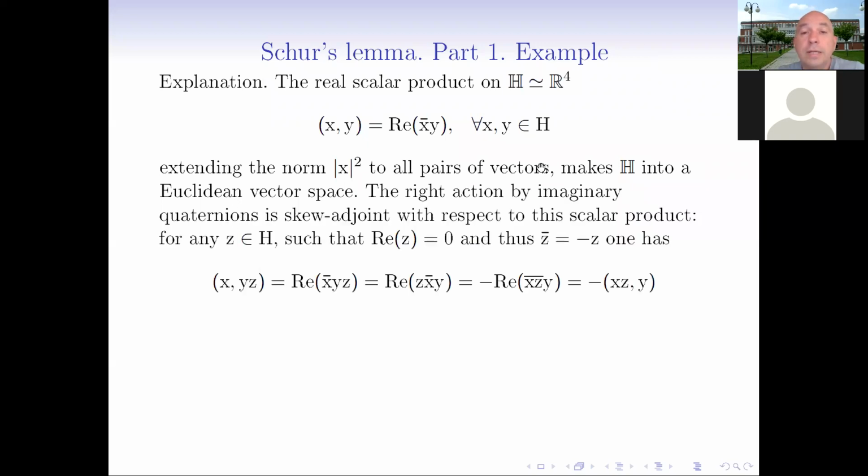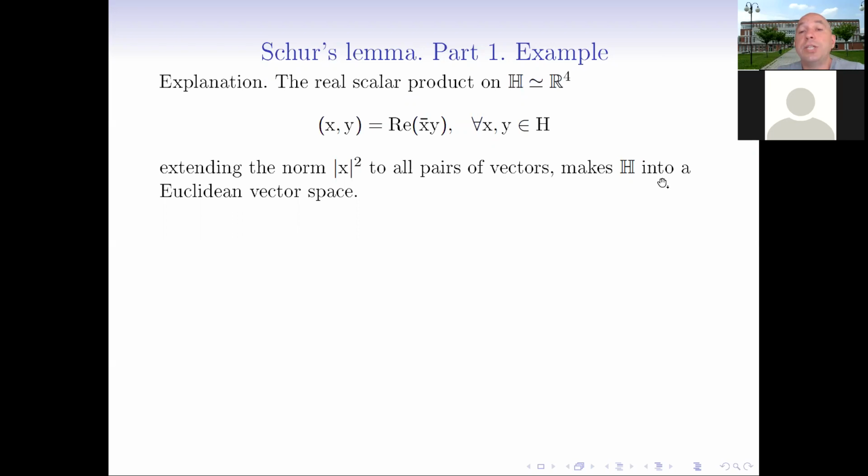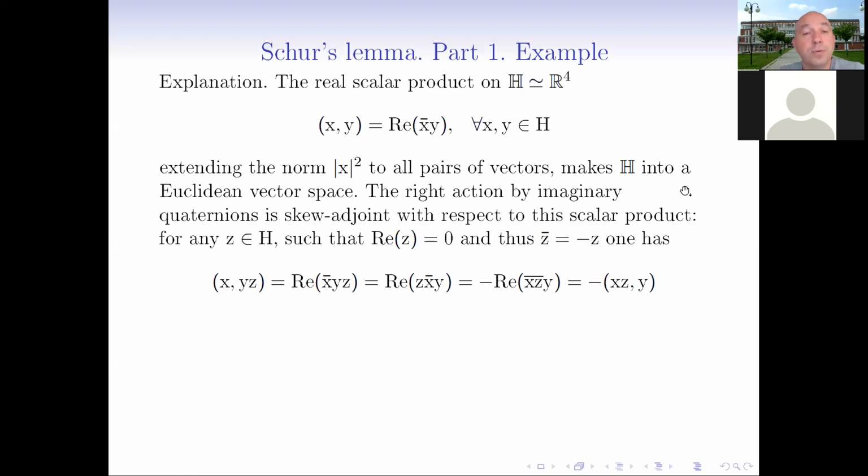So this makes H into a Euclidean vector space. It's a real four-dimensional vector space with a positive norm. Then the right action by the imaginary quaternions is skew-adjoint with respect to this scalar product. So for any z from H with the real part of z equal to 0, we also have the conjugate of z equals minus z, and one can easily see that if you act on y in the scalar product on the right by z, then using this simple transformation, we see that it is minus the product of x and zy. So it means that z is skew-adjoint, or skew-symmetric, with respect to the scalar product.